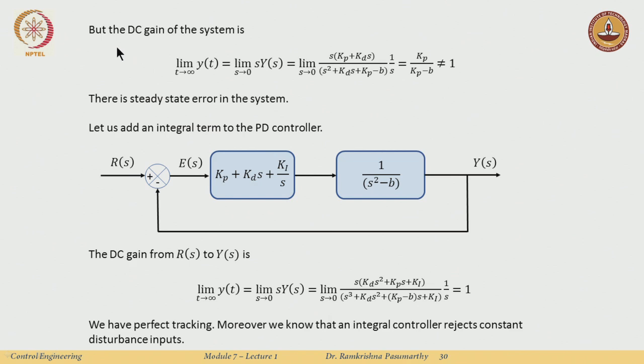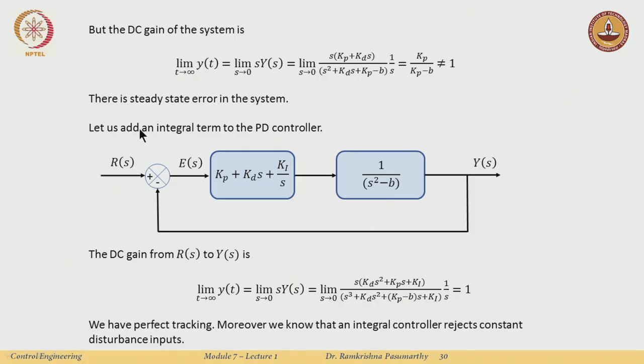Now, what happens to the steady state error? Well, I just look again at the formula, and I would like it to be 1 because I am tracking this reference signal. Well, this is not 1, right. Therefore, there is a steady state error in the system.